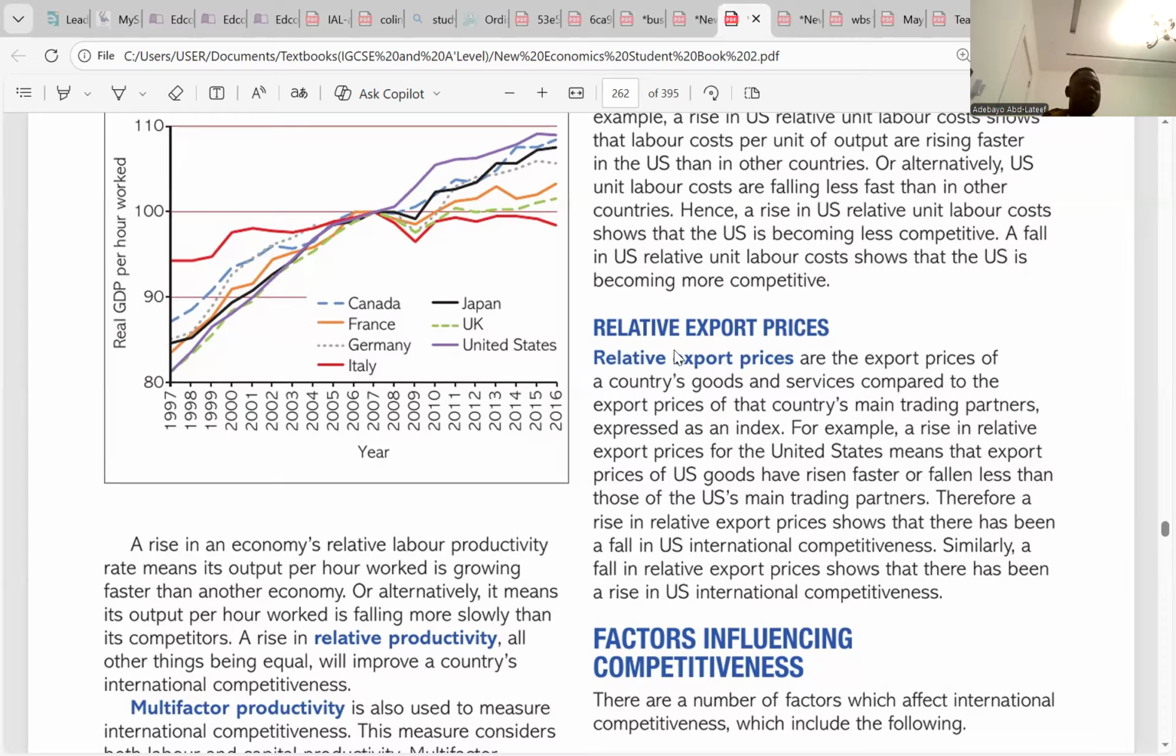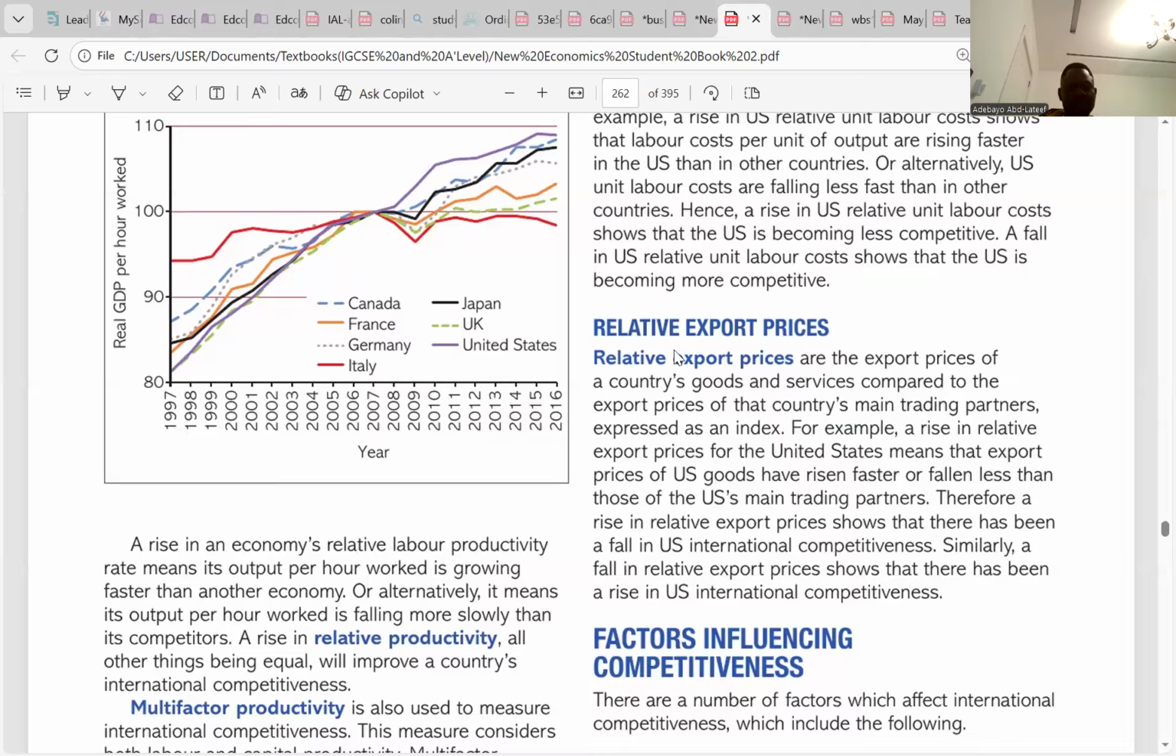So relative export prices, we're simply talking about the price of exports of the US compared to those of its trading partners. So if there is a rise in relative export prices in the US, it means that the prices of US goods are rising faster than those of its competitors or falling less than those of the main trading partner. So at that point in time, the relative export price will show that the US has become less internationally competitive. So the point is, if a country has a high price in terms of its relative exports, it makes it less internationally competitive, because it means the price it's selling to its foreign customers is greater than those of its trading partners.